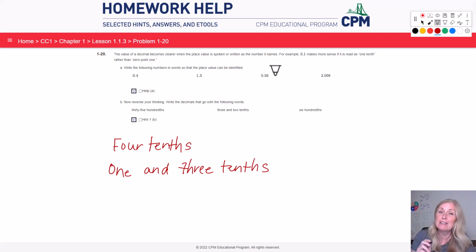Do you see the last number, the 6? You have to ask yourself what place value the last number is sitting in. That 6 is sitting in the hundredths place. So therefore, the number is 56 hundredths.